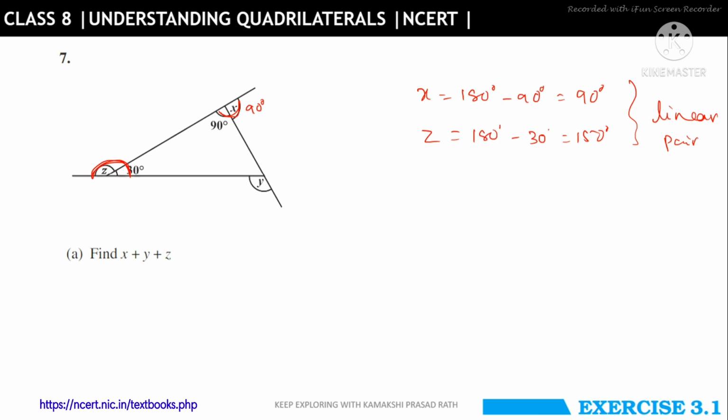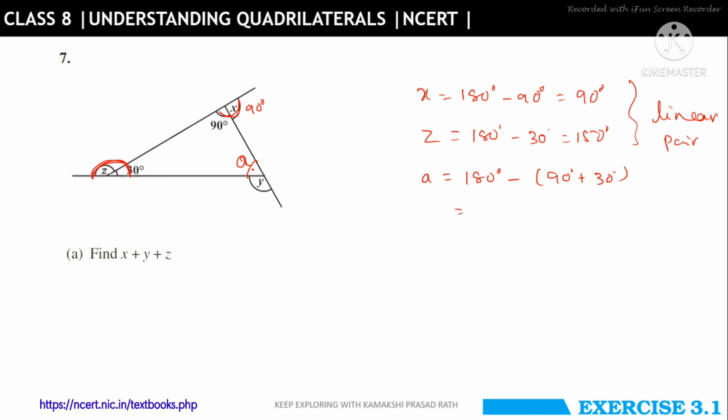So to get y, this is an exterior angle, we have to know this angle. So to know this angle, we have to find the third angle. Let us name the third angle A. So first we will find A. A equals, we know the angle sum property of a triangle. In a triangle we know all the three angles. So A equals 180 minus (90 plus 30).